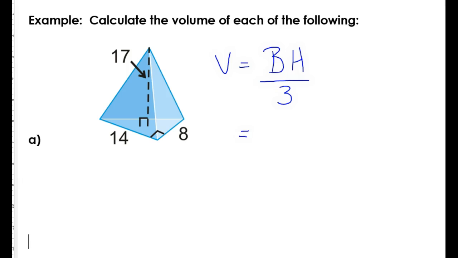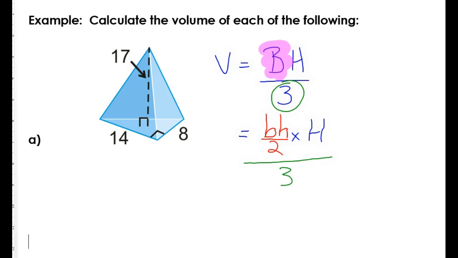So now, what is the base? The base is a triangle, and I know that the formula for a triangle is little b, the base of the triangle, times the height of that triangle divided by 2. Okay, and now I know that I'm going to multiply that by the height, and that whole thing, because of this divided by 3 here, I'm going to divide the whole thing by 3. Once we start to fill this in, then we can get this.